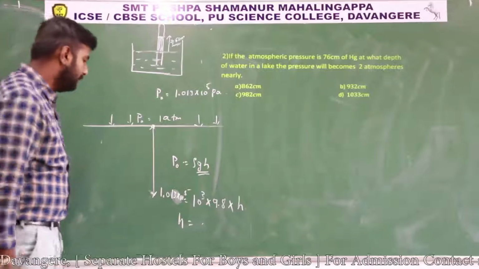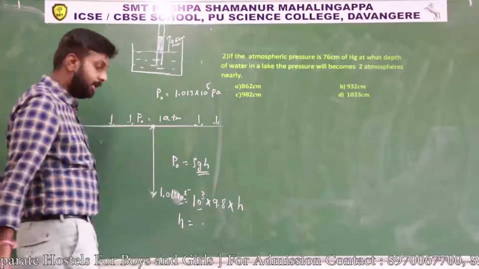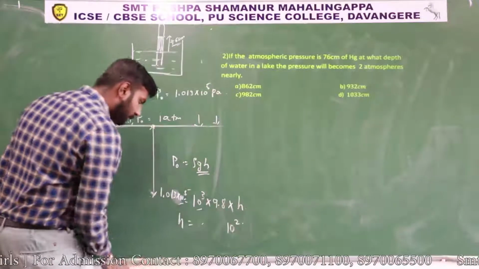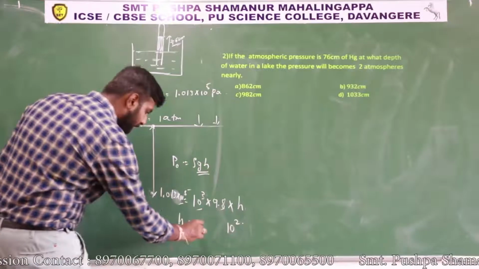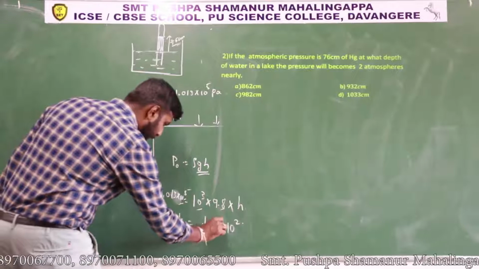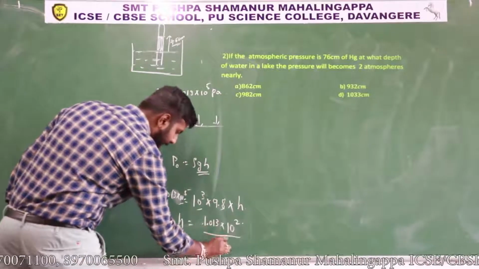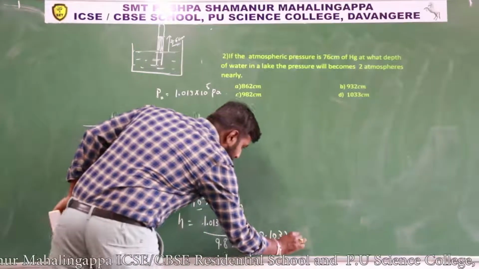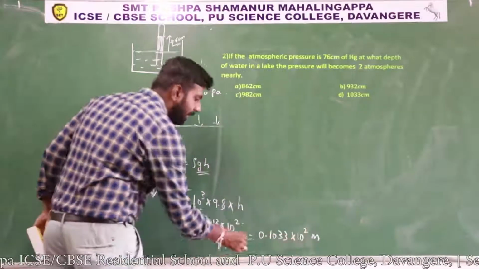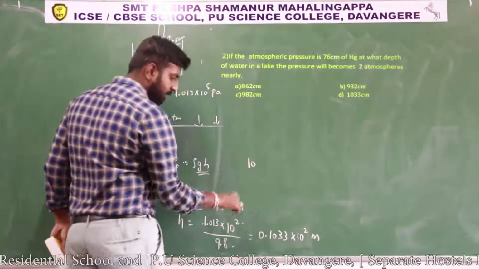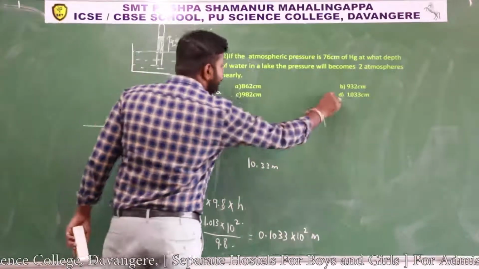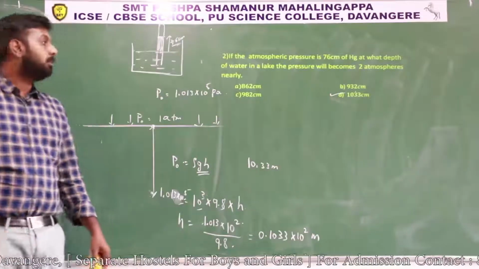So calculate this one. Here 10 to the power 5 and 10 to the power 3, if it comes this side it means 10 to the power 2, and here 9.8. So 1.013 into 10 to the power 2 divided by 9.8. Check this value. Finally, you will get the answer, that is 0.1033 into 10 to the power 2 meters, or we can write the final answer as 10.33 meter. In centimeters you will get the answer 1033 centimeter.